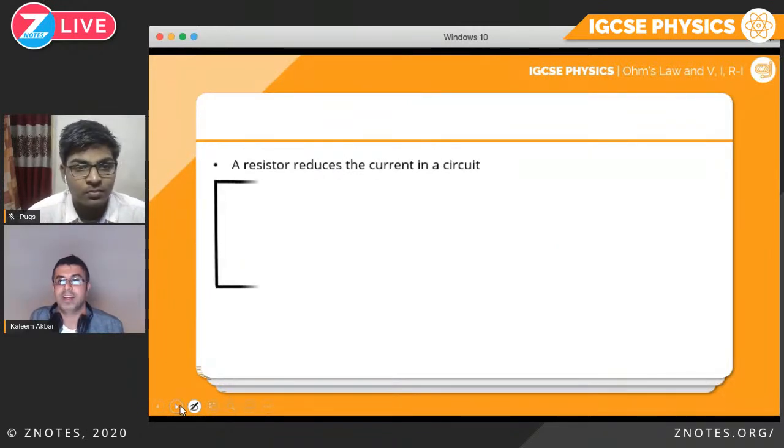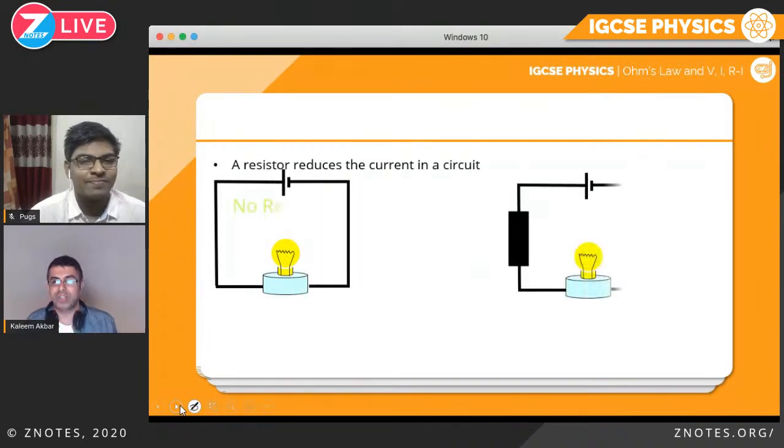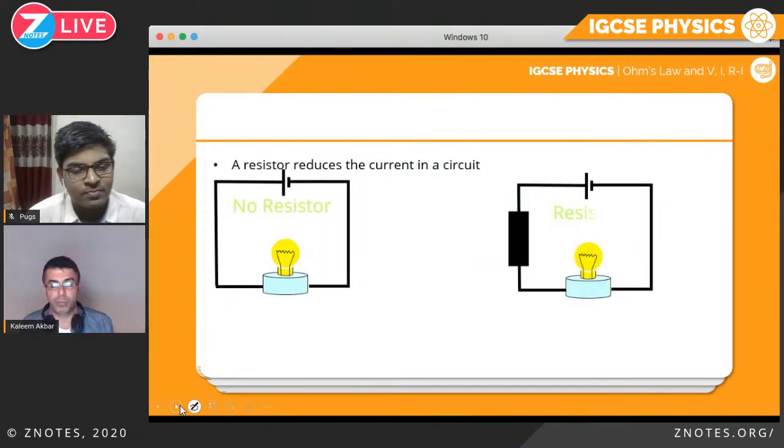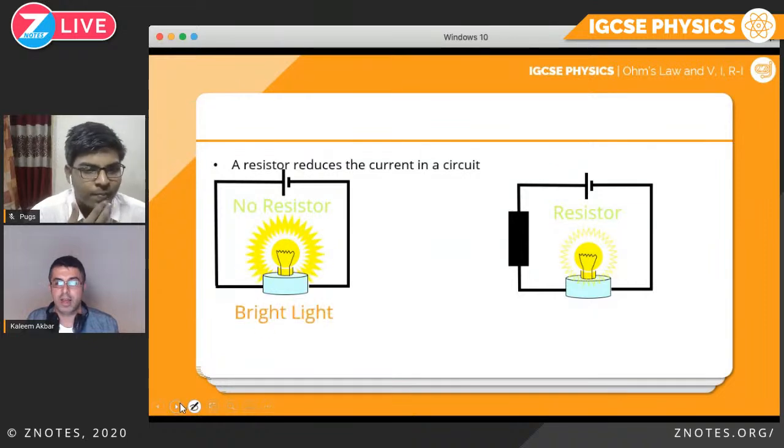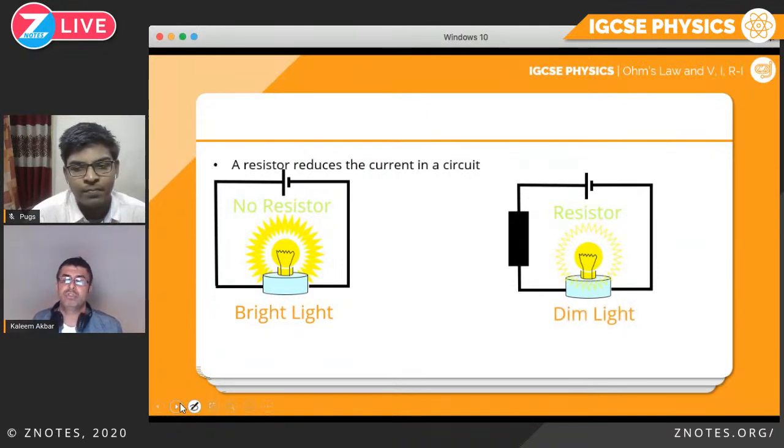Okay. Now, what does a resistor do in a circuit? Well, basically, here we've got a circuit with no resistor. Okay, bulb is very, very bright. And here we've got a circuit with a resistor, and now the bulb is dim. Now, why is that happening? Actually, too often students mess this up in an exam. Students will say, it's because the voltage is being shared. You know, let's say it was a 6-volt battery and the resistor and the bulb had equal resistance. They would say, it's 3 volts and 3 volts.